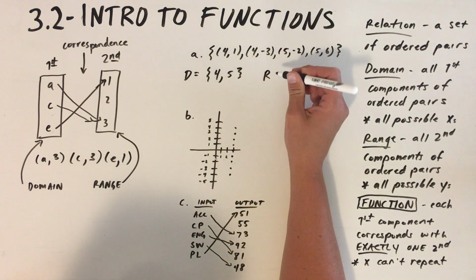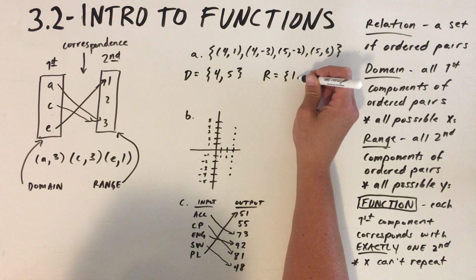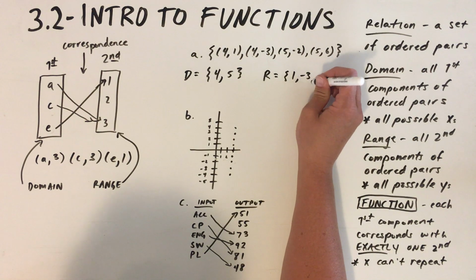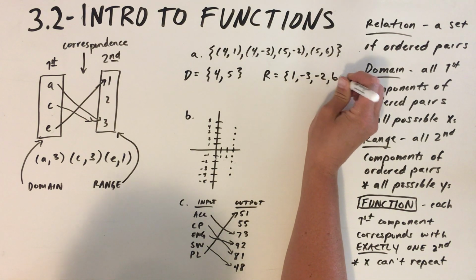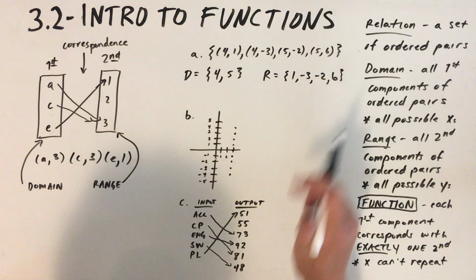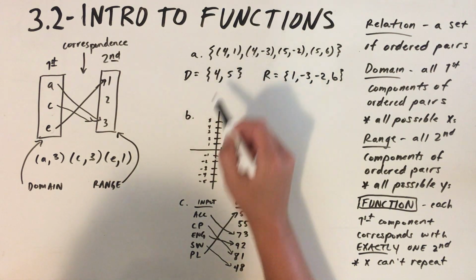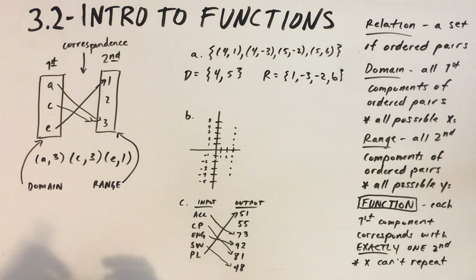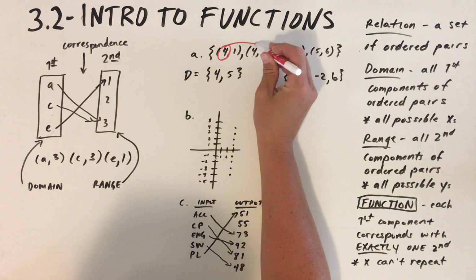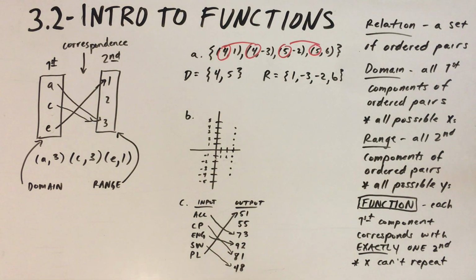Our range would be equal to 1, -3, -2, and 6. So the only possible X values, or the only possible first elements, are 4 and 5. And with the range, we have all of these. So this here would not be a function because you can see that the X values repeat themselves here and here. And so this would not be a function.